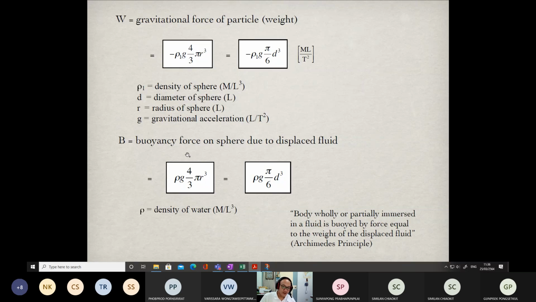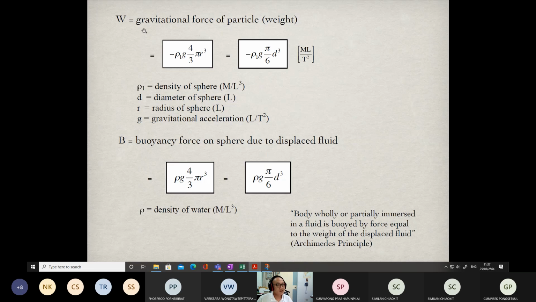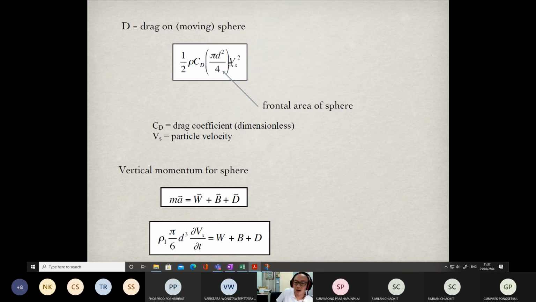The buoyancy force is equal to the weight of the displaced fluid. It's the same concept for determining the weight, but we have to apply the density of water, not the density of the sphere, because we are focusing only on the weight of the displaced fluid, so that you can find out the magnitude of the buoyancy force in this case. The drag force is equal to this one.